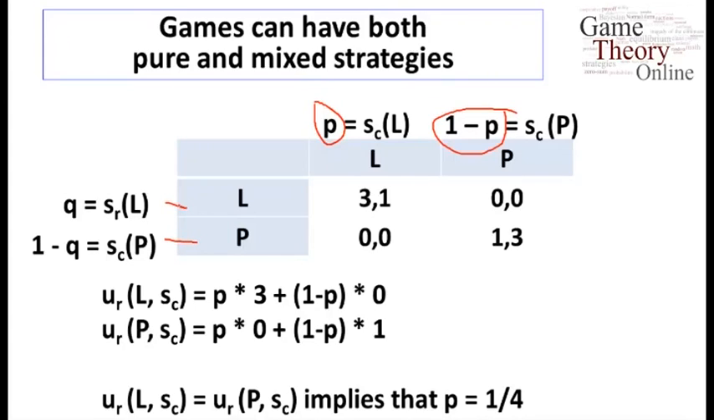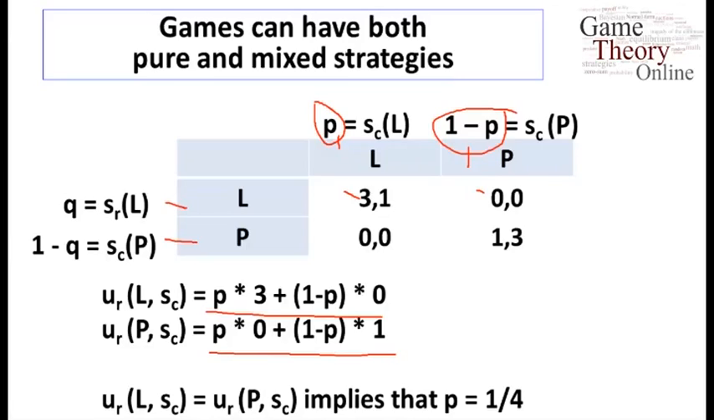Well, what's my payoff when I play this one? It is P times 3 plus 1 minus P times 0, which is written right here. This is one expression. Similarly, my payoff for playing the other one is this expression right here. And if I'm indifferent among them, they better be equal. And when you do the simple calculation, you get that P is equal to 1/4. So this is all from the row player's point of view.